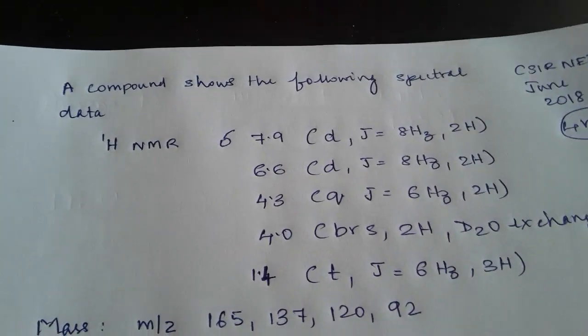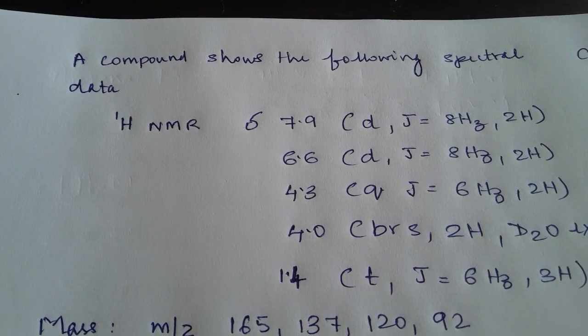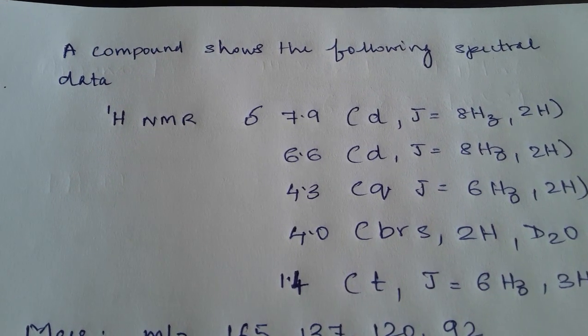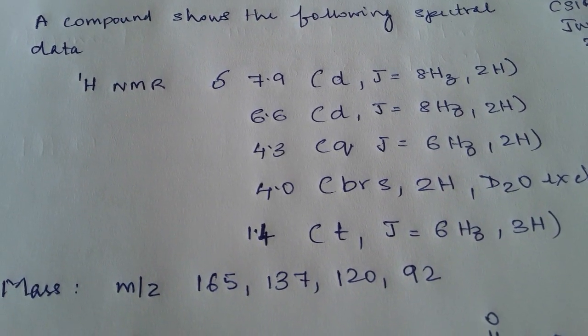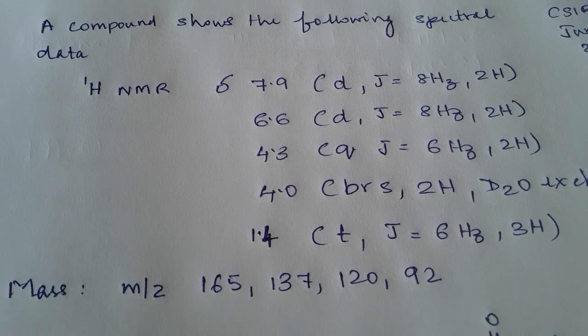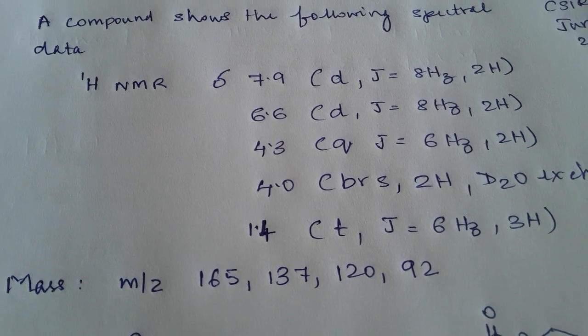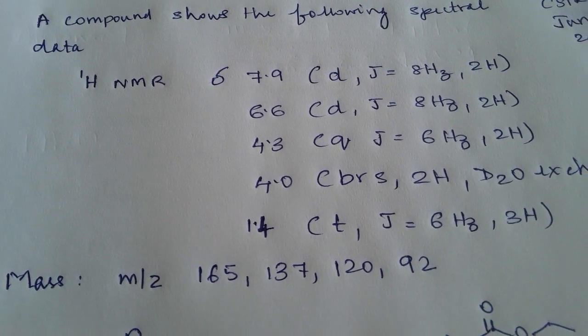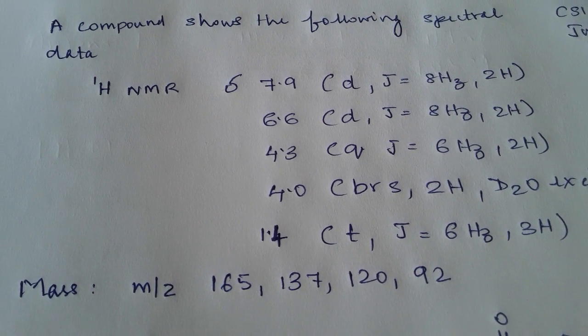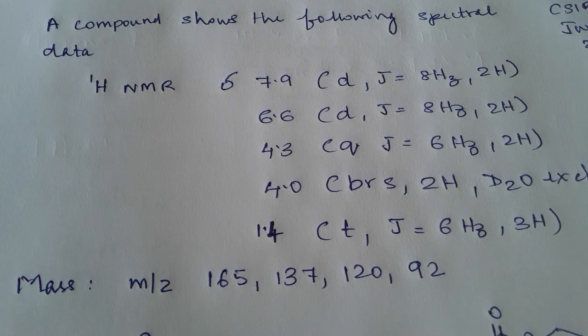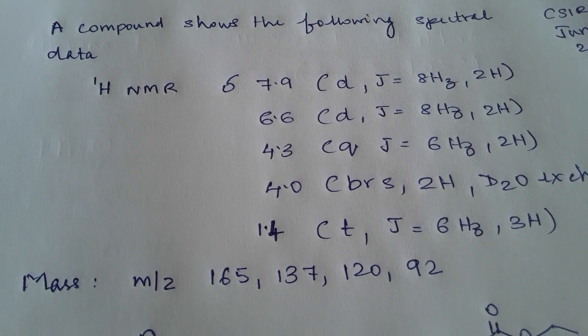Right. Let me continue with the question. A compound shows the following spectral data. The proton NMR data is given: 7.9 ppm, a doublet, that's what the D indicates, with a J value of 8 Hertz, corresponding to 2 hydrogens. 6.6, delta, J equal to 8 Hertz, also corresponding to 2 hydrogens.